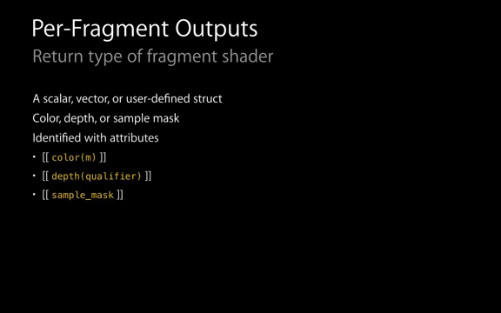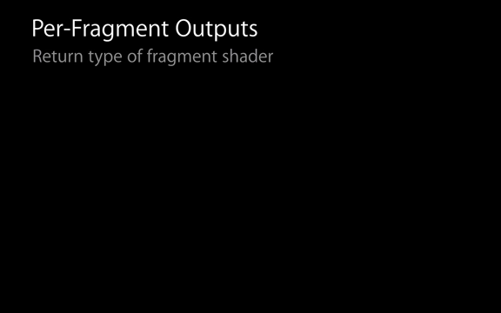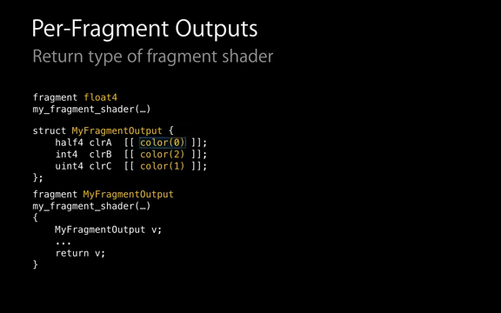Okay? So in this example, I'm just returning a single color value back. So it's going to be returned to color attachment 0. Here's another example where I'm returning more than 1 color. And notice here that the color attachments don't have to be in the right order. Okay? They can be sparse.